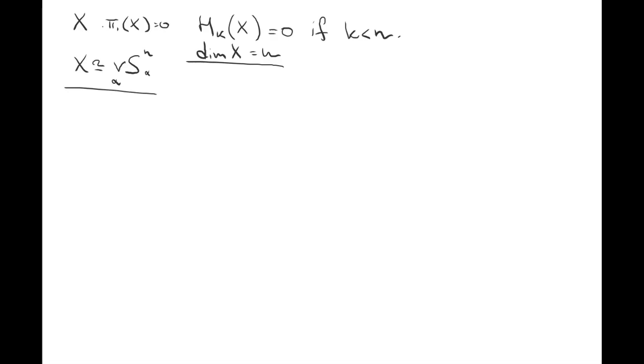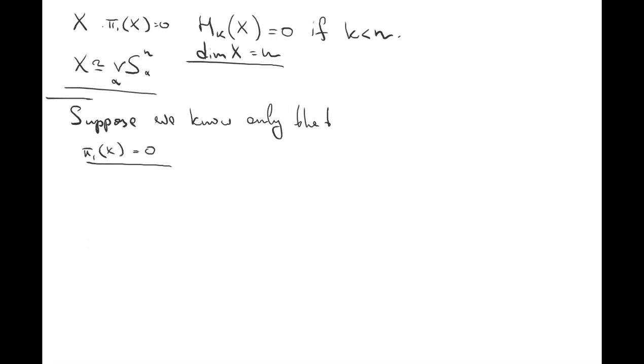Okay, so let's try to start from the beginning. Suppose that we know only that pi1 of X is equal to 0. So what can you say about the cellular structure of X?